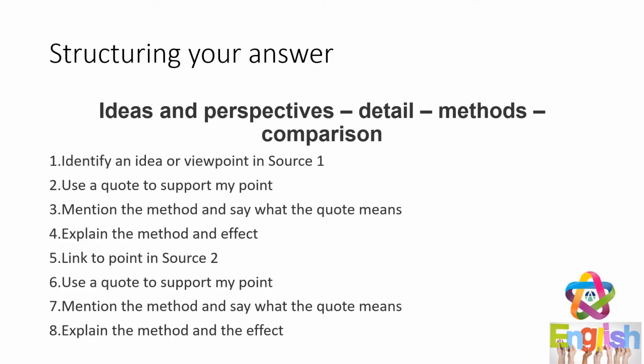So how are you going to structure your response? So method, by the way, simply means anything that the writer is doing. It doesn't mean dragging out a list. It's just a really lovely vague term. So you don't need to go feature spotting. That will hamper your response. So when it says here that you're picking out the ideas and perspectives, you're looking very closely at the detail, you're picking out the methods the writer's using and you're making a comparison.